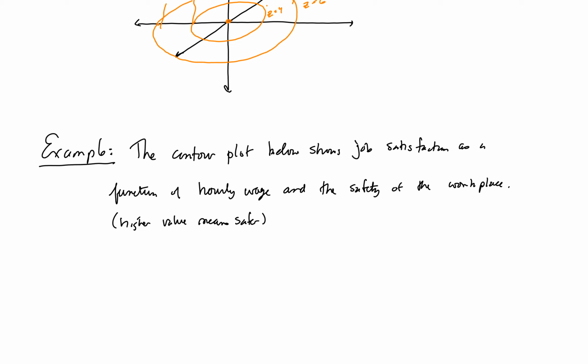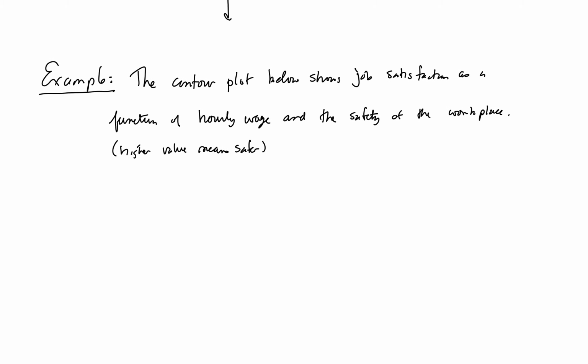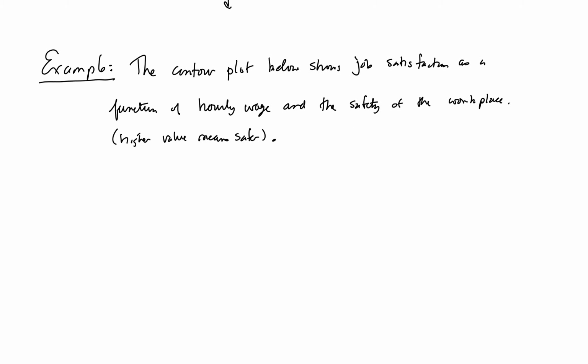Okay, so we're going to have a contour plot below that's going to show job satisfaction, and that's a function of two variables, the hourly wage and the safety of the workplace. And so we're going to match the jobs at points P, Q, and R with descriptions.